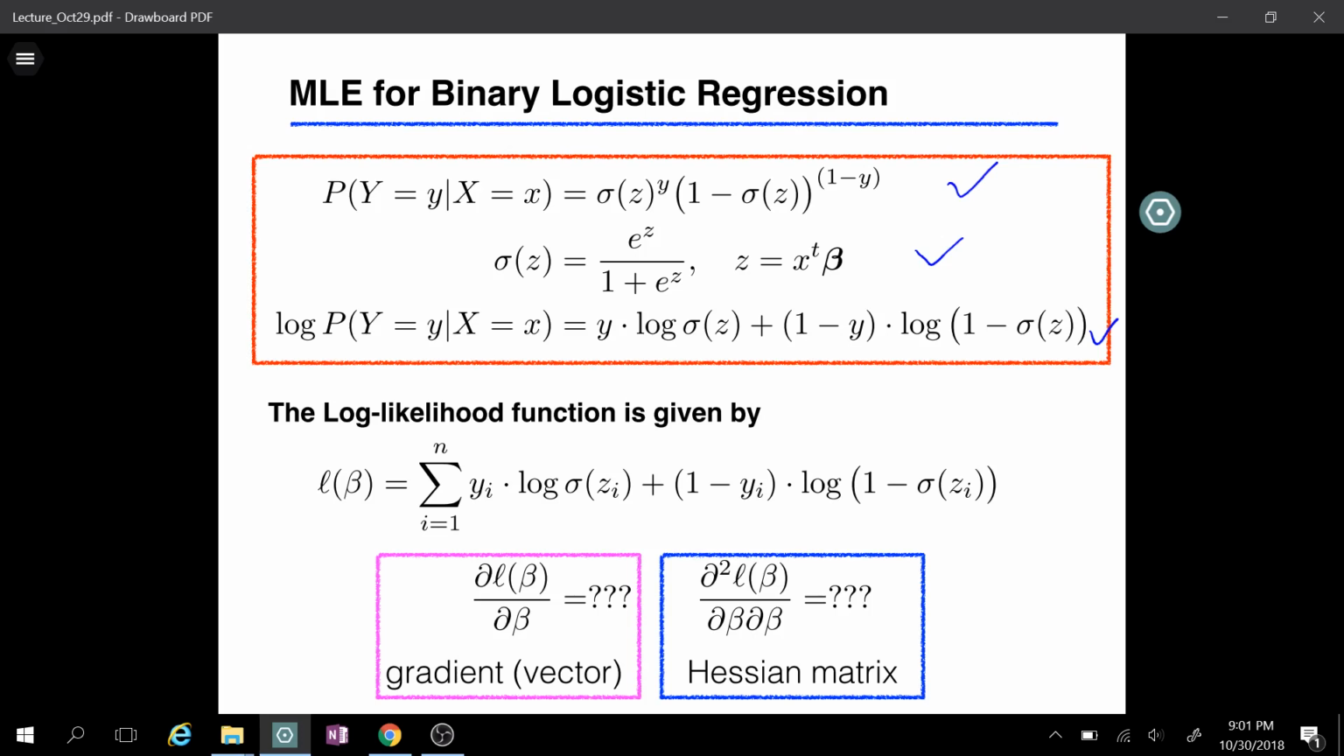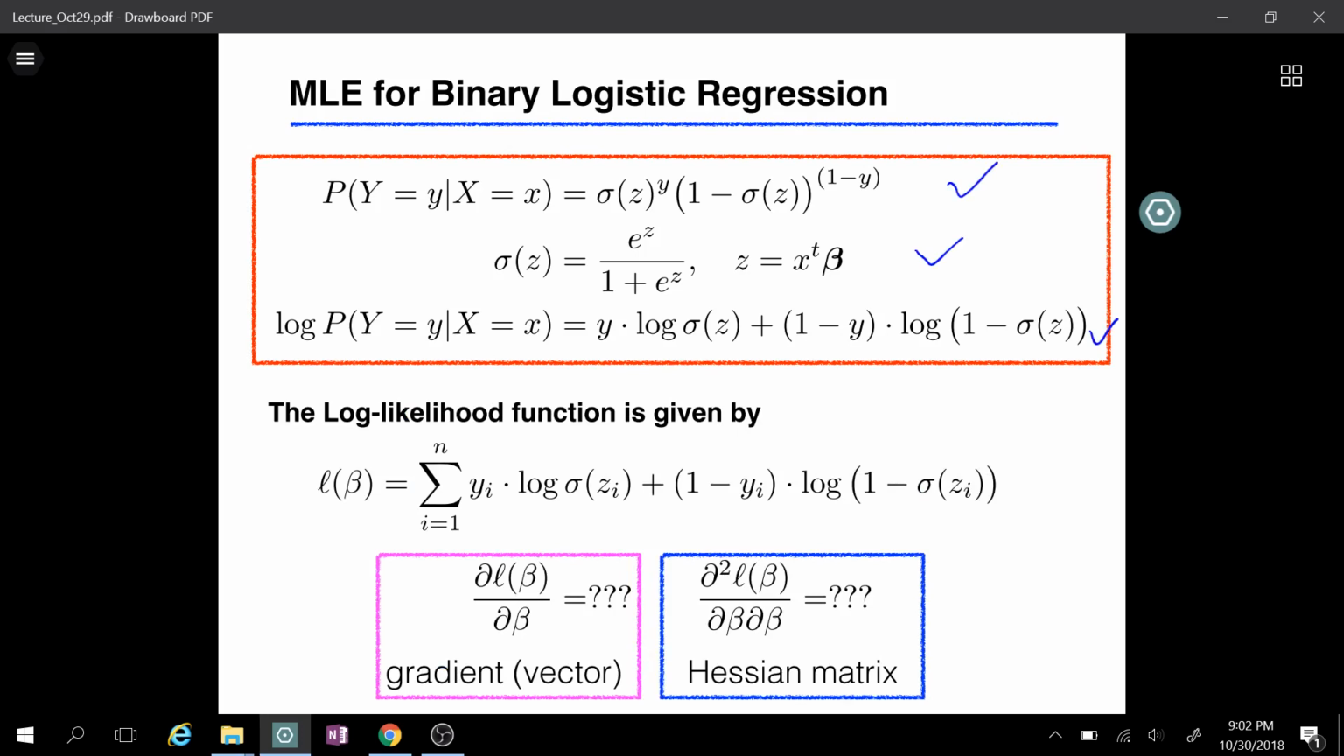So along the way, we need to calculate the second derivative of the log likelihood function, which is going to be a matrix known as a Hessian matrix. So next we're going to compute the gradient, which is a vector, and also the Hessian matrix. And along the way, those expressions will help us to understand the landscape, or the difficulty, of this log likelihood function.